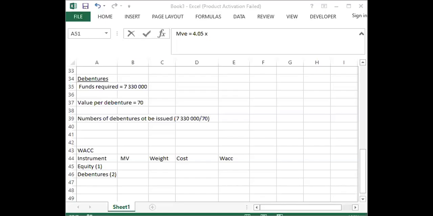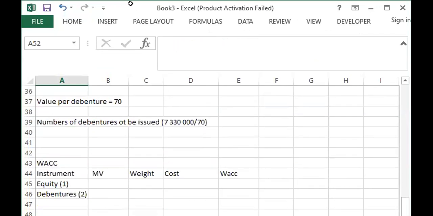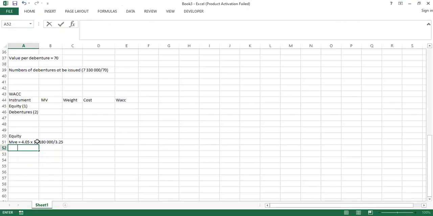Right, what is the number of shares? We are still about to calculate the number of shares here. The number of shares is going to be given by 11.18 million, which is the book value of equity, or the book value of the ordinary shares, let me put it that way. We divide that by 3.25, which is the value per share. That gives us the number of shares outstanding.